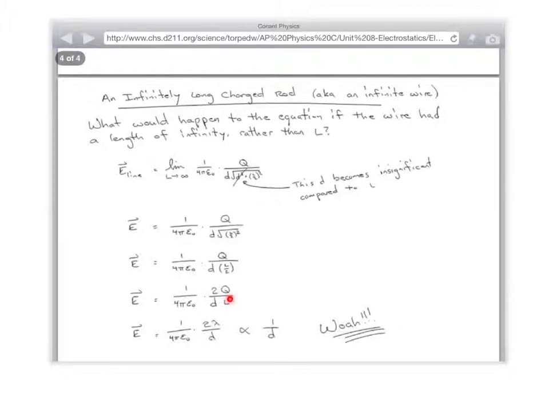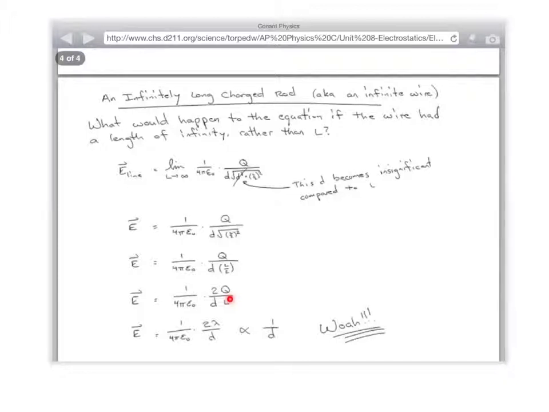But does Q over L exist? What's Q over L? Conceptually, Q is charge and L is length. For an infinite stick, can you have a value for charge per length? Let's ask this a different way. Let's say there were dots on the stick. Could you still have a value for dots per meter if the stick was infinitely long? Absolutely.